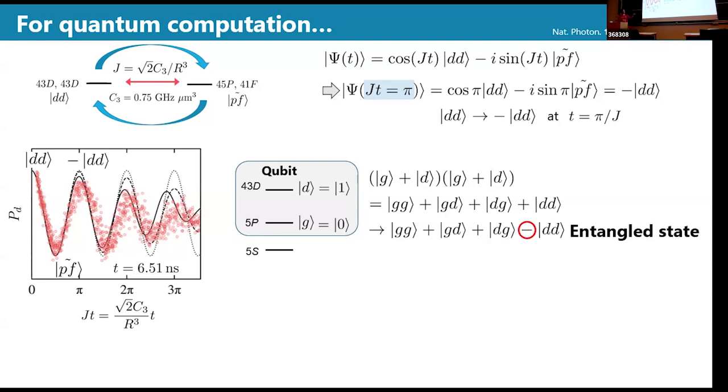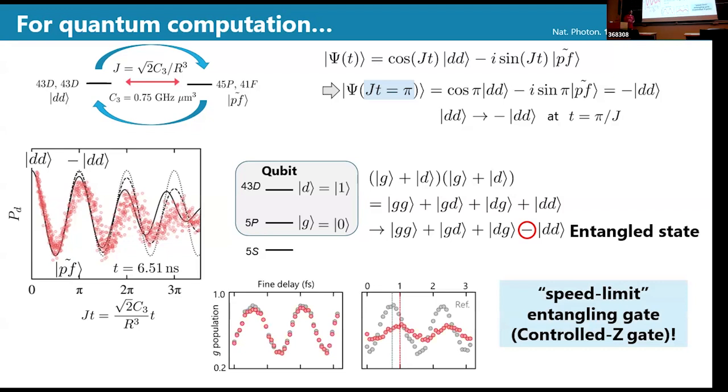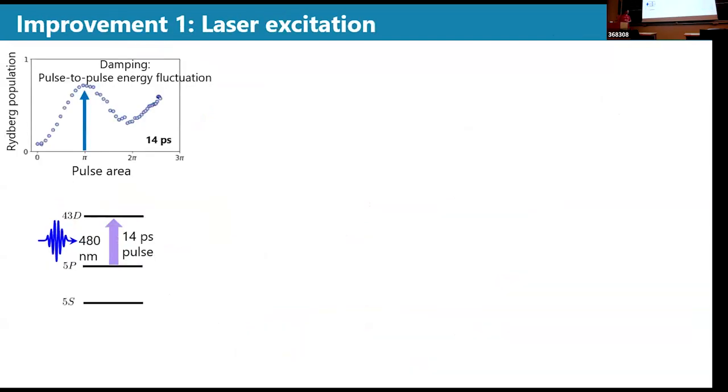If you prepare this kind of superposition, then in the end, the final state is plus, plus, plus, minus. And this is an entangled state. I don't have enough time to explain the details of what we did, but we performed a Ramsey type of experiment to detect the phase factor of this DD state. And we found that we could realize this kind of entangled state. And this is two orders of magnitude faster than the conventional two-qubit gate based on the Rydberg blockade gate. I know the fidelity, or precision, is still not very good, but we believe that this is another way to make a controlled-Z gate in a quantum computer.